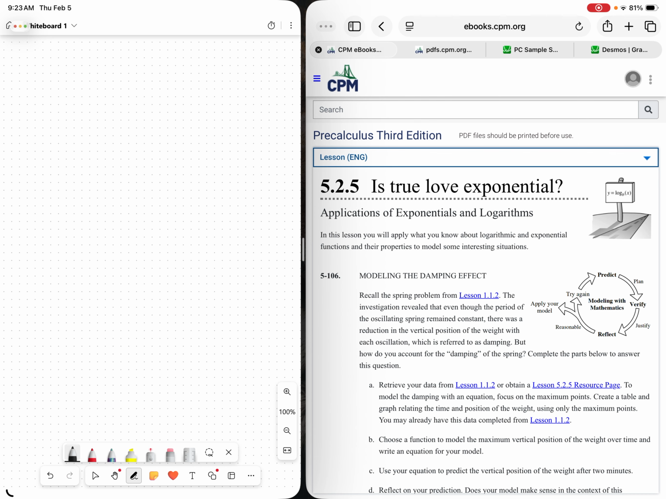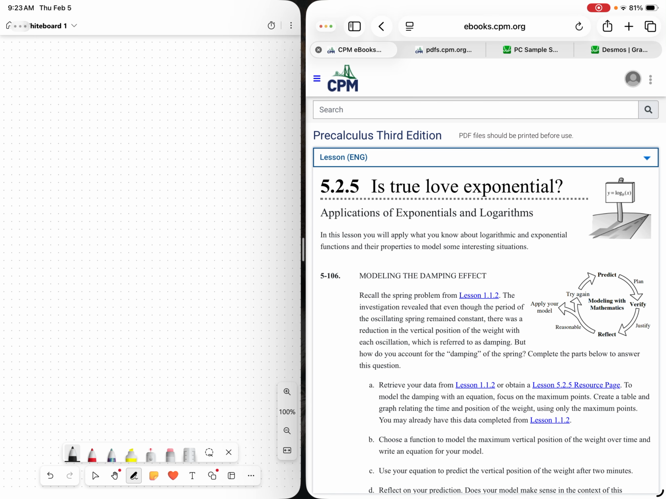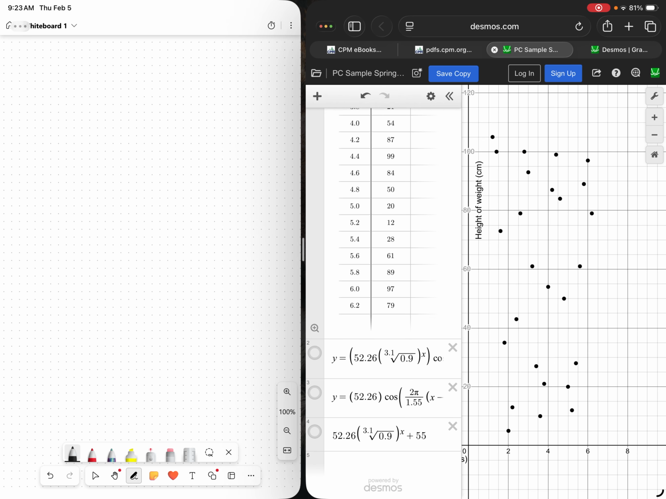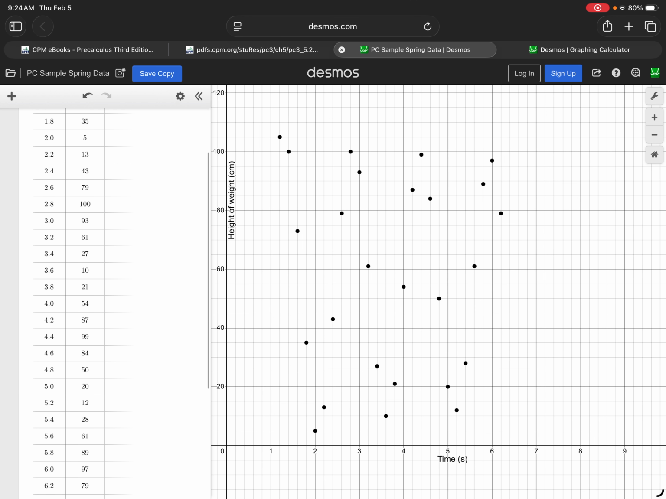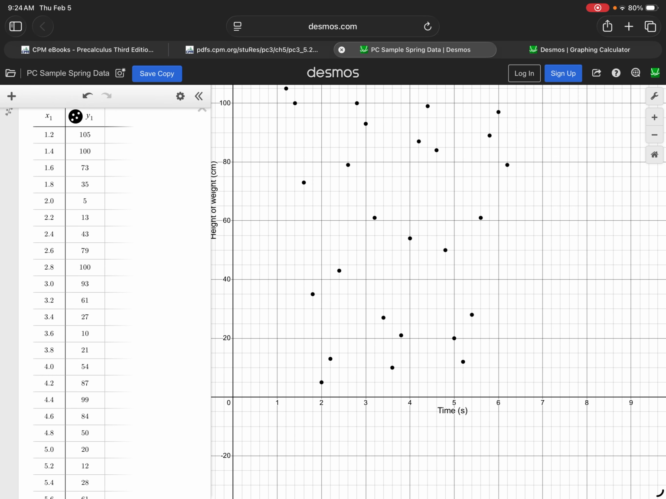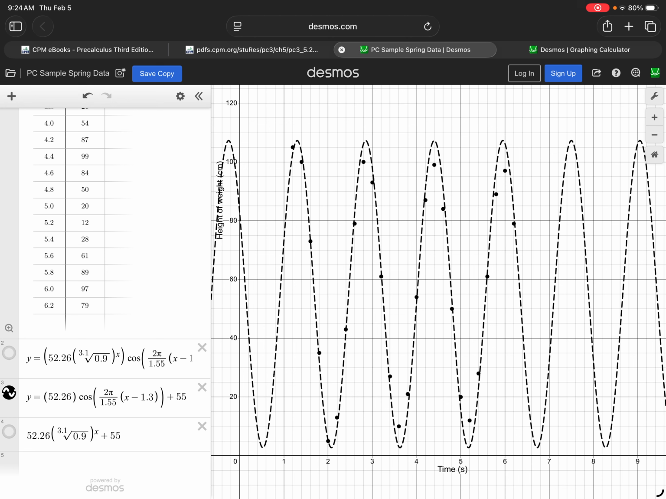First off, we're going to go get the data. That's that resource page, and I will have that for you. It'll look similar to this, with that data on it, so we can put it in our calculator. It's going to say choose a function to model the vertical position of the weight over time. Once you have that data put in, you can plot these points. And if you remember when we originally did this, we had a sine cosine function that oscillates back and forth.